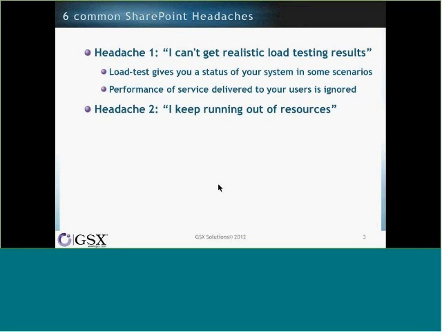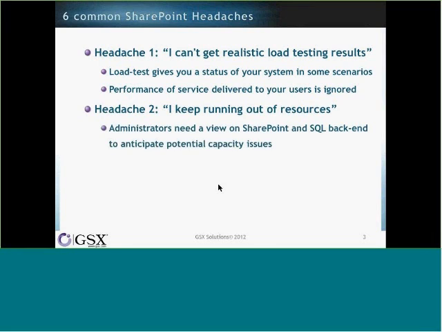You keep running out of resources. Everyone knows this about SharePoint. There's a lot of data that gets stuck in there. That's a good thing. It's objective, but sometimes from a technical and an administration standpoint, that can be a real challenge to deal with. So some ways to deal with that: giving you a view of what's changing, how your SQL backend is growing, and making sure you understand future capacity issues.